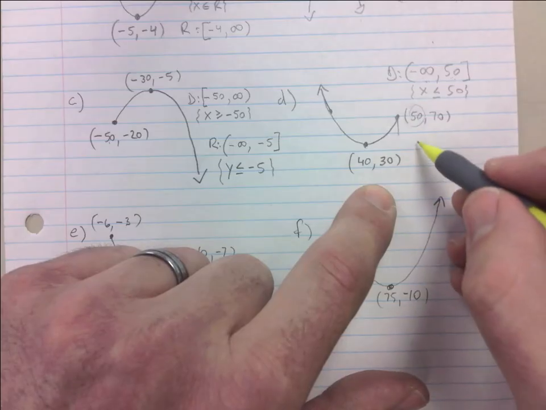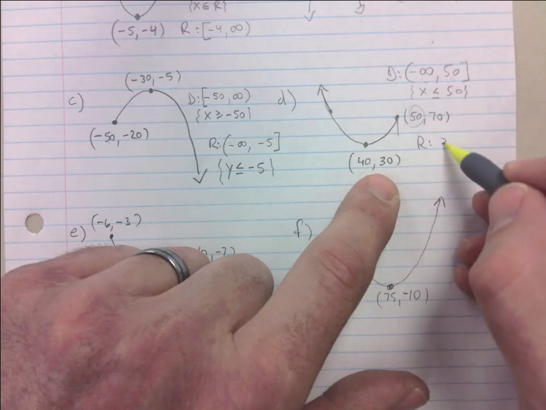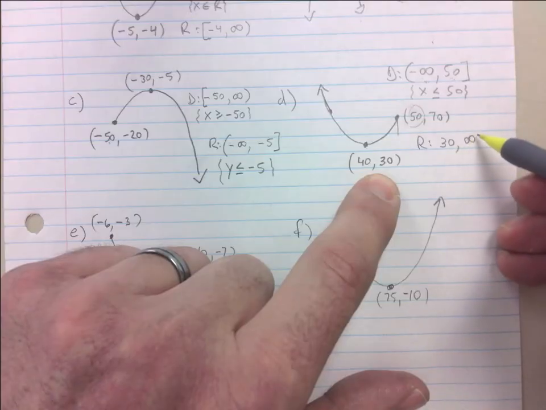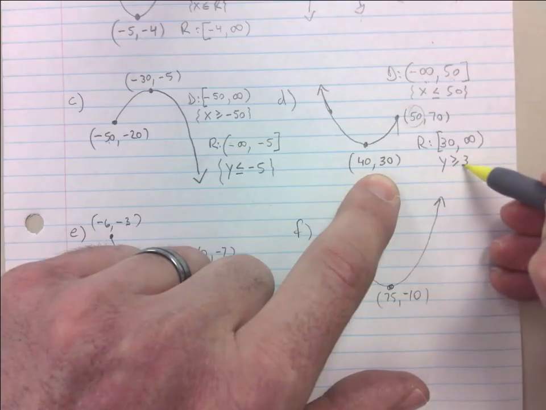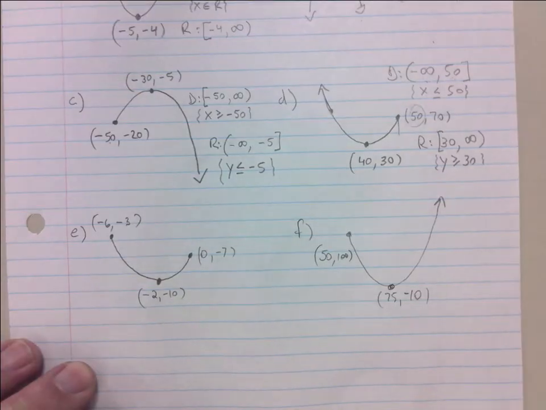Okay? For the range, you're looking at as low as 30 and as high as, it never ends, right? It just never ends. There's a graph there. So y is greater than or equal to 30 is your set notation. So make a check there, check, check, check.